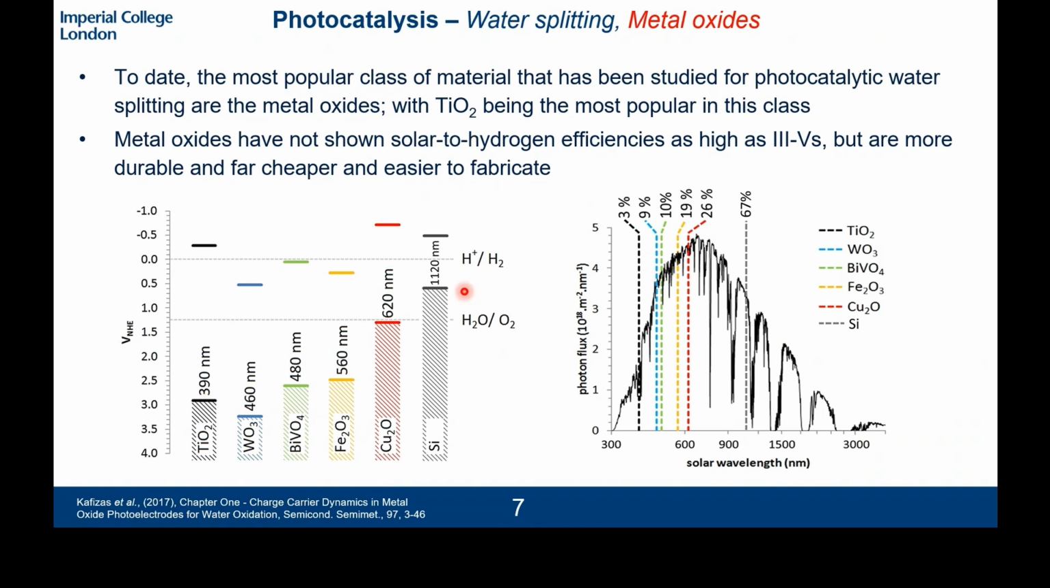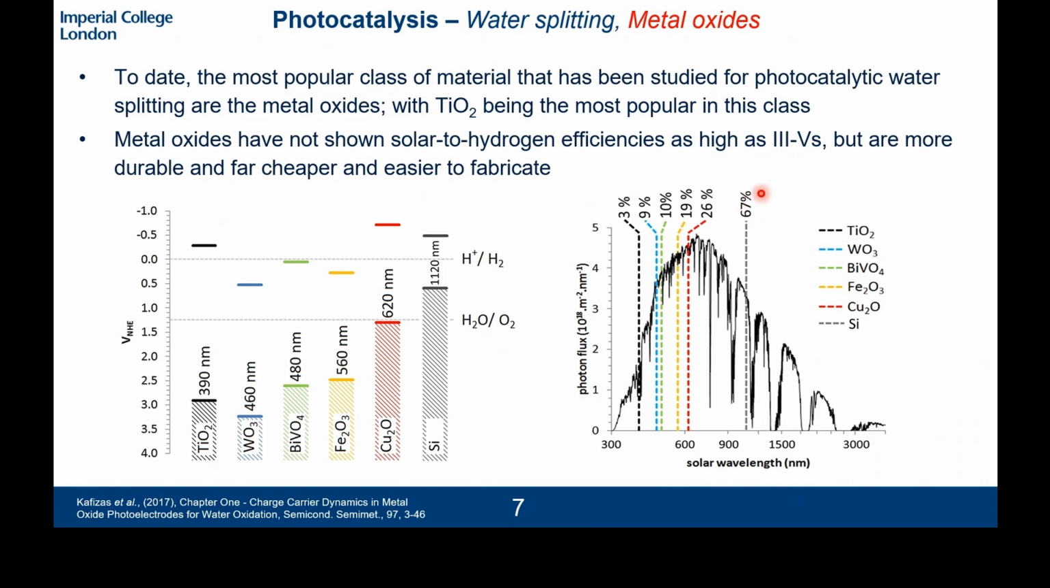But the problem with metal oxides is that they have, in general, quite wide optical gaps. We can see here a bunch of different types of metal oxides, and these are the relative percentages of light that they can harvest from the solar spectrum, shown here in black. We see silicon, which is a very popular material for studying water splitting, albeit less stable than the oxides.